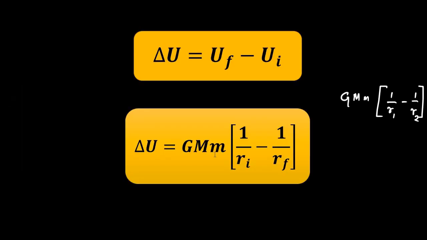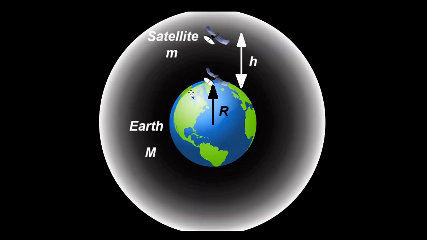This is the formula. Now, how can we use it to determine the gravitational potential energy of an object which is on or near the surface of the earth? Let us say we have the earth, which has a mass capital M and a radius capital R, and we have another object which is of very small size compared to the size of the earth. Let us say we have a satellite of mass small m.